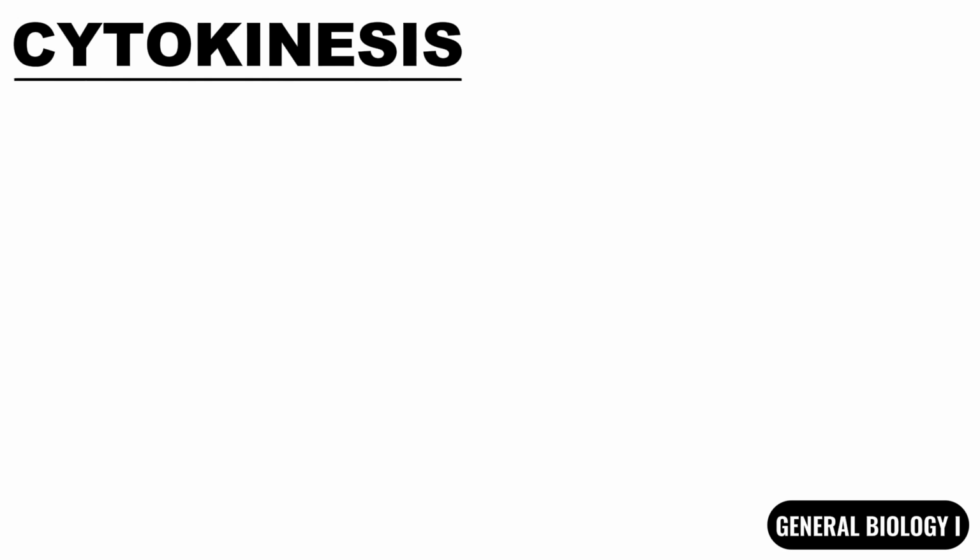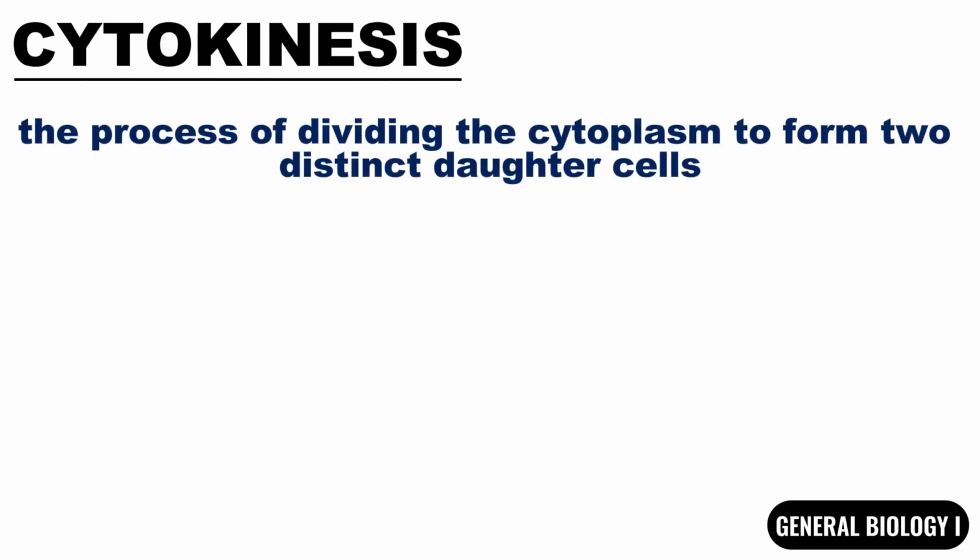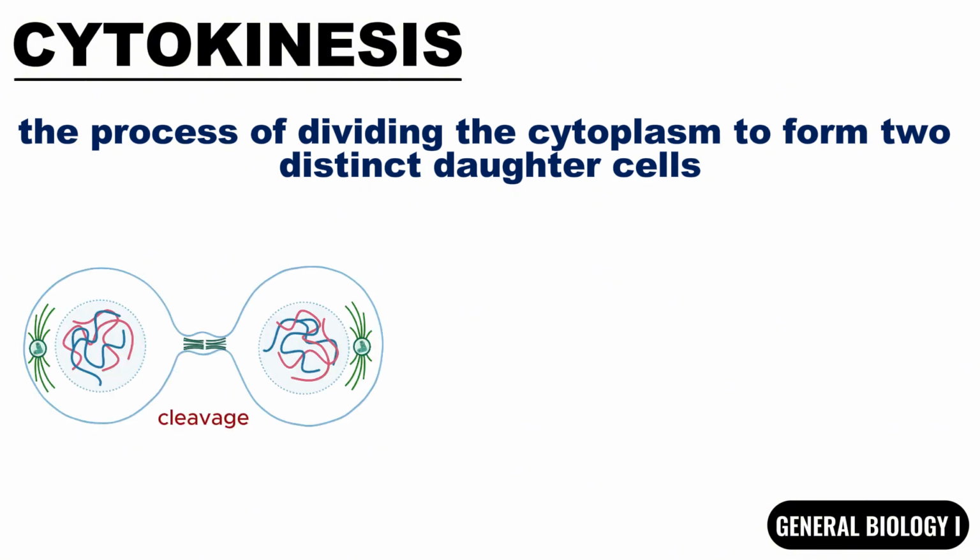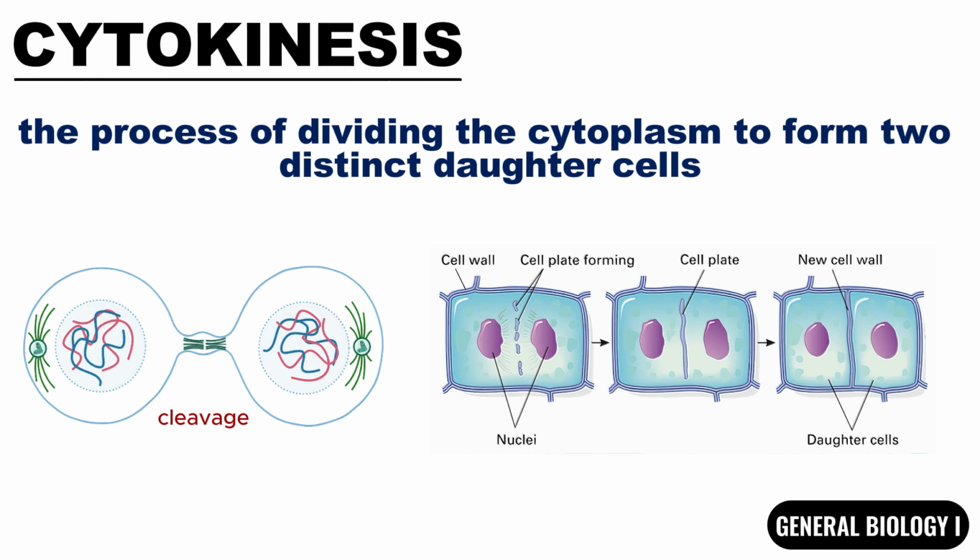Although mitosis is complete, the cell cycle concludes with cytokinesis, the process of dividing the cytoplasm to form two distinct daughter cells. In animal cells, this occurs through the pinching in of the cell membrane, a process known as cleavage. In plant cells, a cell plate forms along the center line of the cell, eventually developing into a new cell wall that separates the two daughter cells.